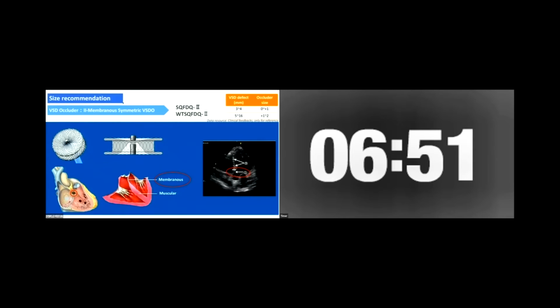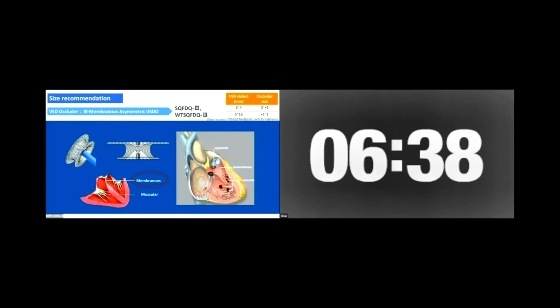And again, next is the membranous symmetric VSD occluders. This also comes in different waist lengths. 4 millimeter has a 3.5, and 4 to 8 have a 4 millimeter waist length. So they come with different waist lengths to reduce the clamp force as much as possible.